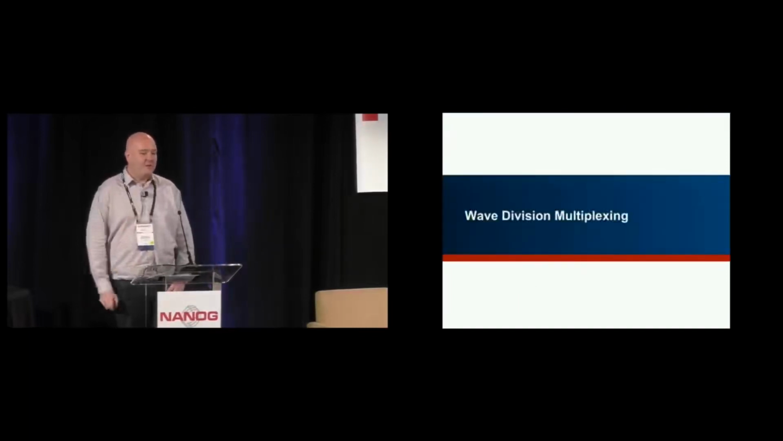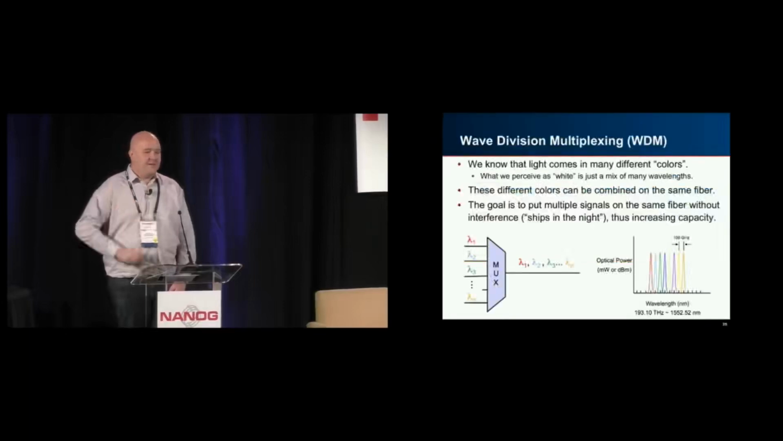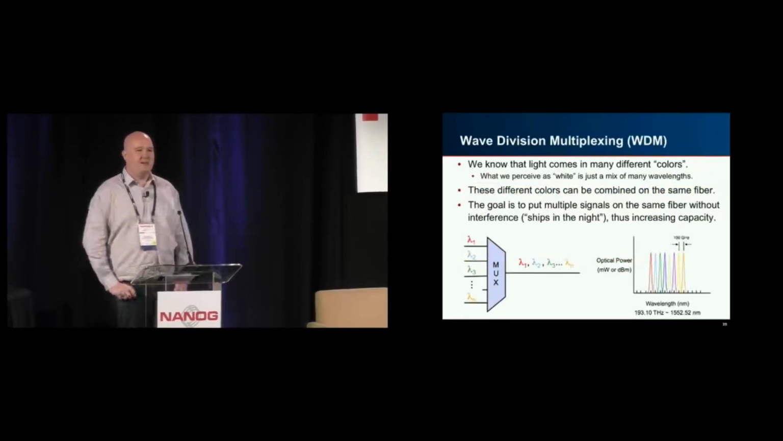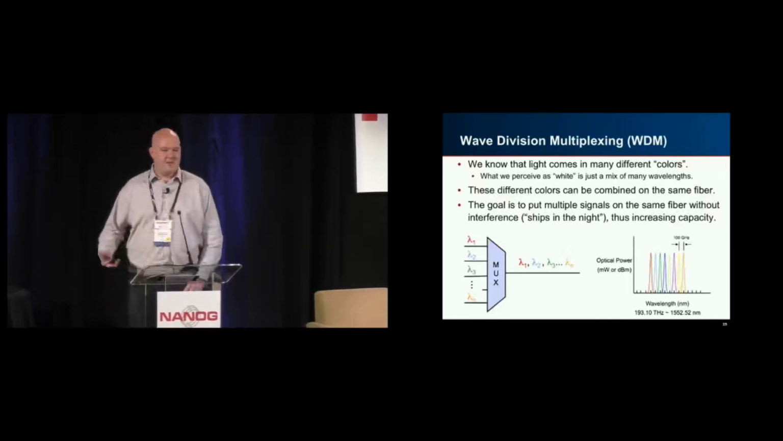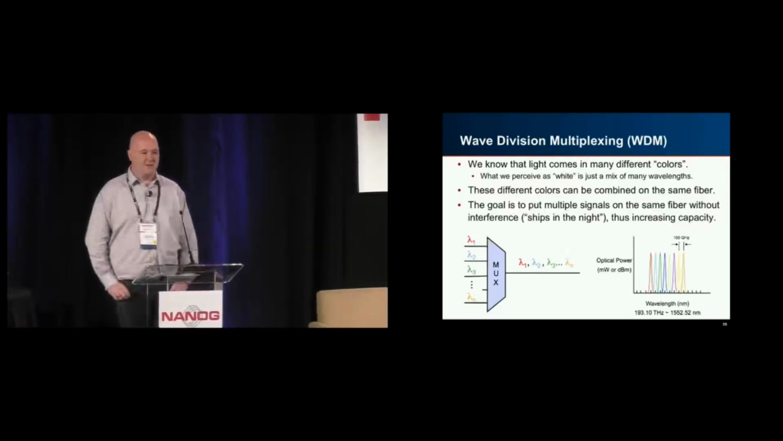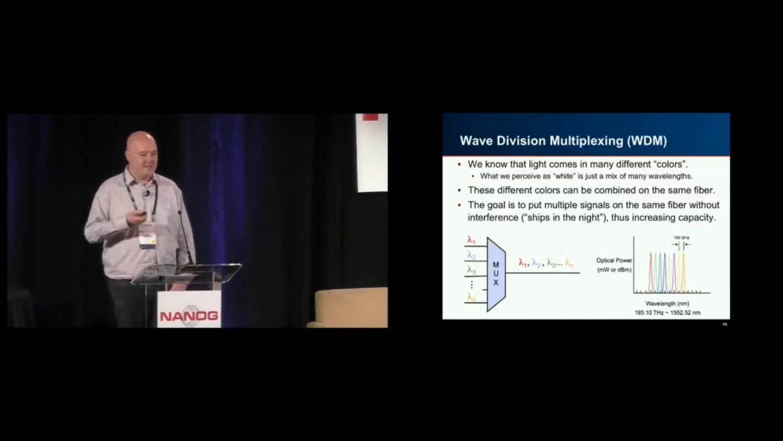So now I'm going to talk a bit about wave division multiplexing. So WDM, we all know that light comes in many different colors. So when we look at light and we see white, we're perceiving it as white, but it's not. It's a mix of kind of all the other colors. So what happens in a WDM system is you can actually mix different colors of light on the same fiber, and they will propagate next to each other, ideally not interfering with each other, kind of traveling as ships in the night, and it lets you increase your capacity. So instead of only being able to carry one signal, you might be able to carry 20 or 40 or 80 or more. That's the concept. That's what we're going for, and you see here a little diagram showing the multiple colors of light being carried.